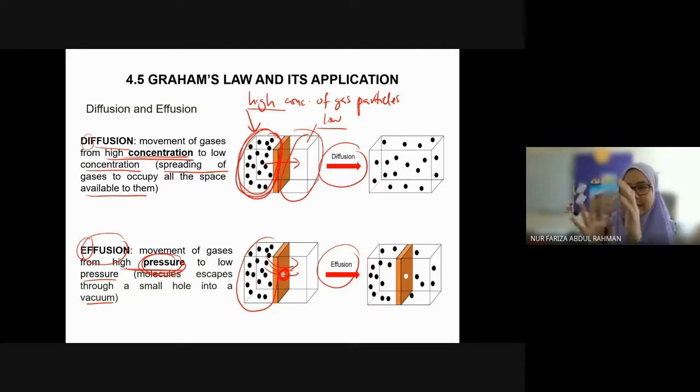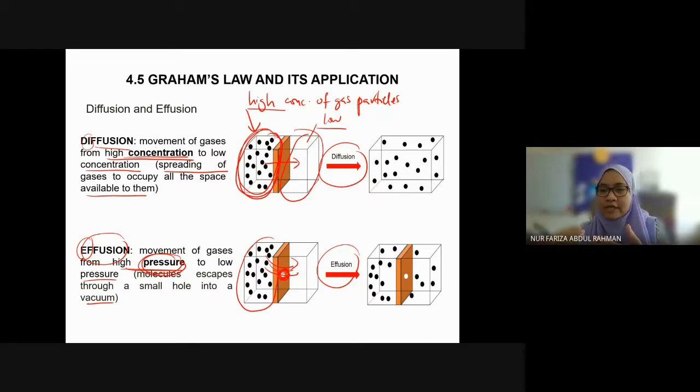So this region, we can consider it as having a high concentration of the fragrance scent. So after a while, orang dekat belakang saya akan start to smell the scent. Dia akan start to bau scent tu.